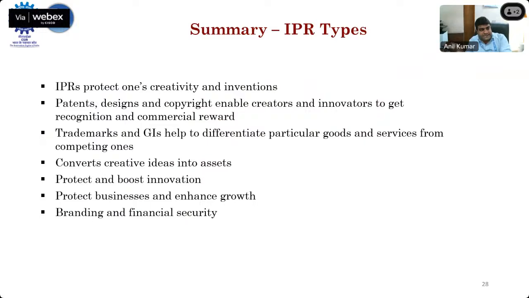To summarize, we must say that IPR protects intellectual creativity and inventions. Patents, designs, and copyrights recognize the intellectual skill and inputs, and they give a commercial reward for the efforts made. Trademarks and GIs are basically consumer-centric laws, wherein the consumer can differentiate between a particular good or service, and they can be used as branding tools and as a competitive feature also.